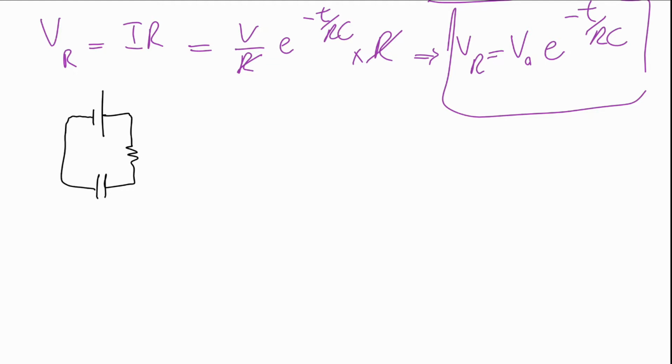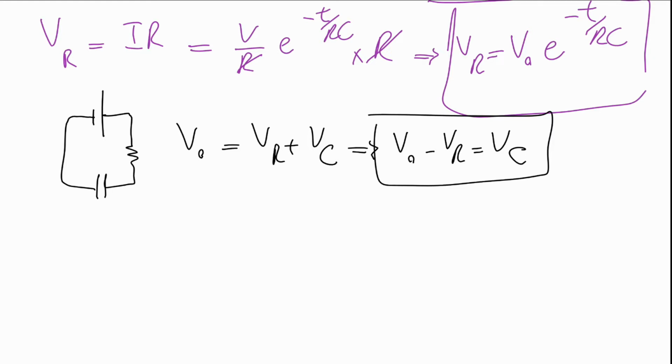Now, in a simple circuit like this, we know that the voltage of the battery, if it's an ideal battery, which means that it doesn't have any kind of resistance, is the voltage drop across the resistor plus the voltage of the capacitor. So easily we can obtain that V0 minus VR equals VC.